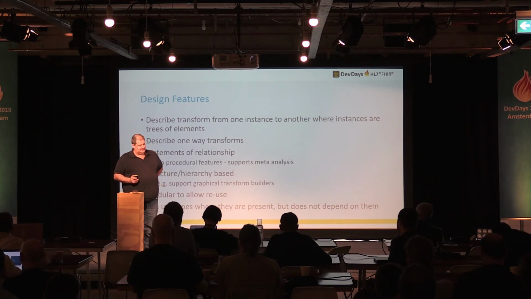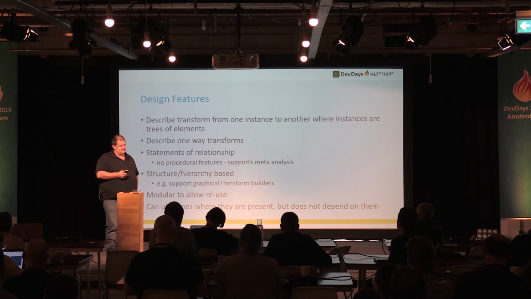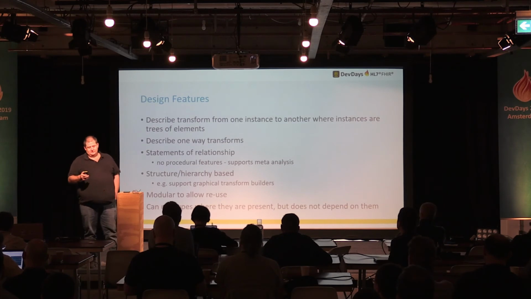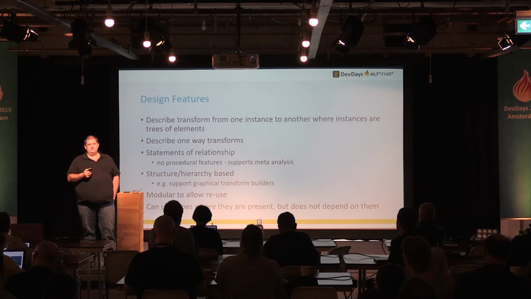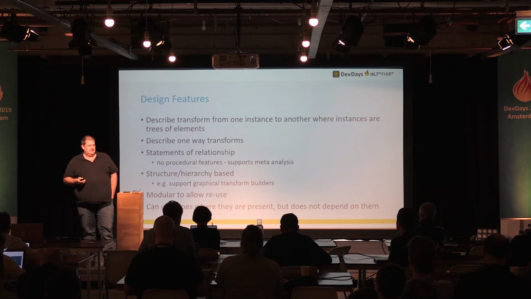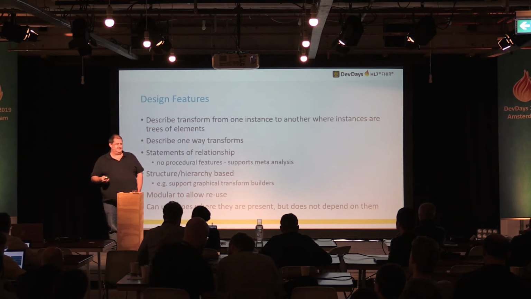So our design features: we wanted to describe a transform from one instance to another, where the instances are trees of elements. That's our problem space. We chose to describe one-way transforms, and what we wanted was formal statements of relationship with no procedural content. There's no assertion of processing order. There's no assertion of variables that you can update the values of. There's no assertion of sequential behavior. So it's entirely declarative statements of relationship, but you can declare dependencies.